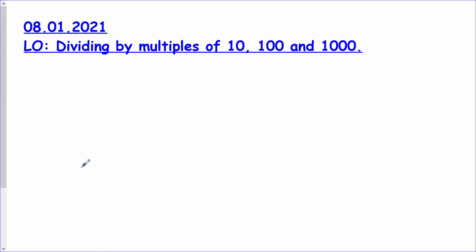Okay, so today we are going to be looking at dividing by multiples of 10, 100 and 1000. Please could you all just pause the video now and copy down today's short date and learning objective. Right, you should have had that copied down by now, so let's have a look.